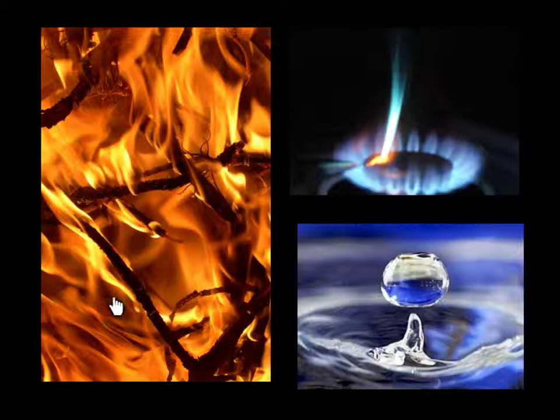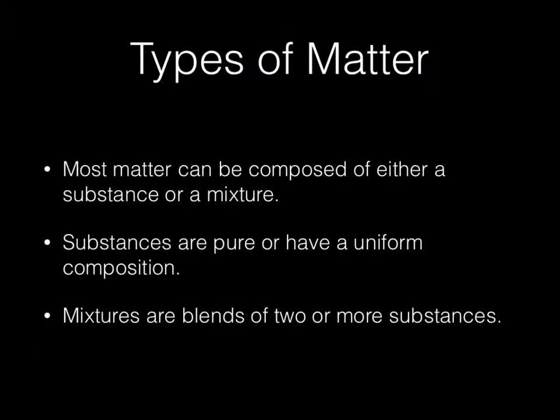On the left, these two flames, the brightness of the flame might change if more matter is burning, but the color will stay the same. So the brightness is an extensive property, whereas the color is an intensive property.